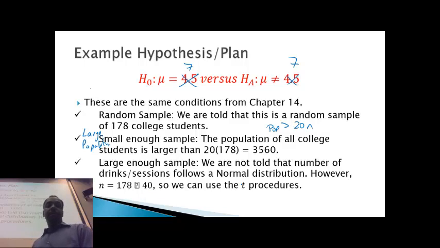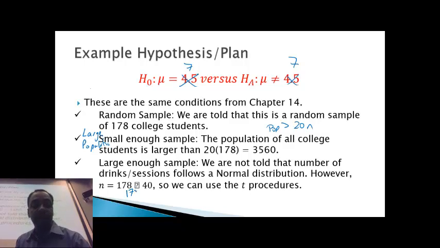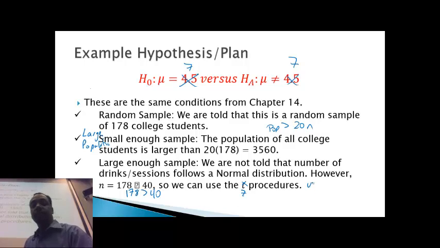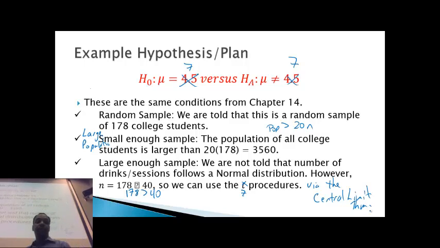And so we are not told the number of drinks per session follows a normal distribution. However, 178 is a lot bigger than 40, so we can use the T procedure, we would say Z, via the central limit theorem. Okay, so those are some conditions helping us get set up here, all in the so-called planning phase.